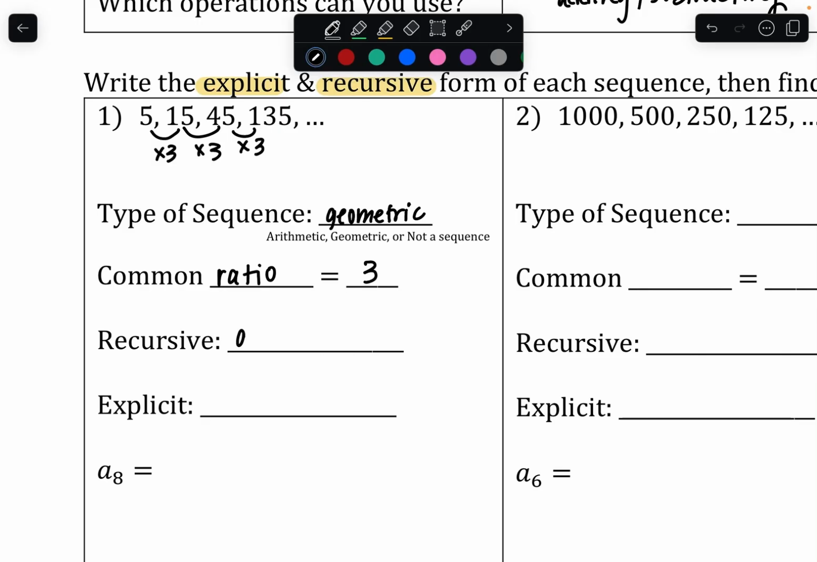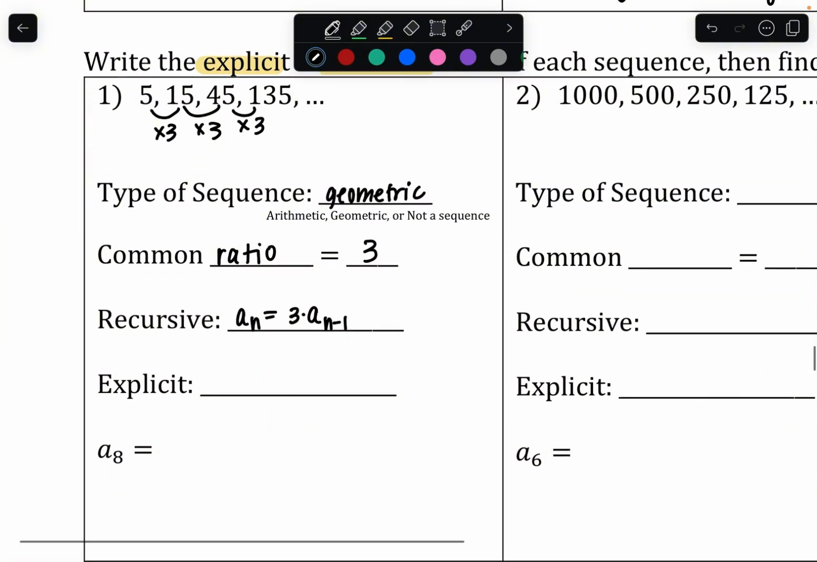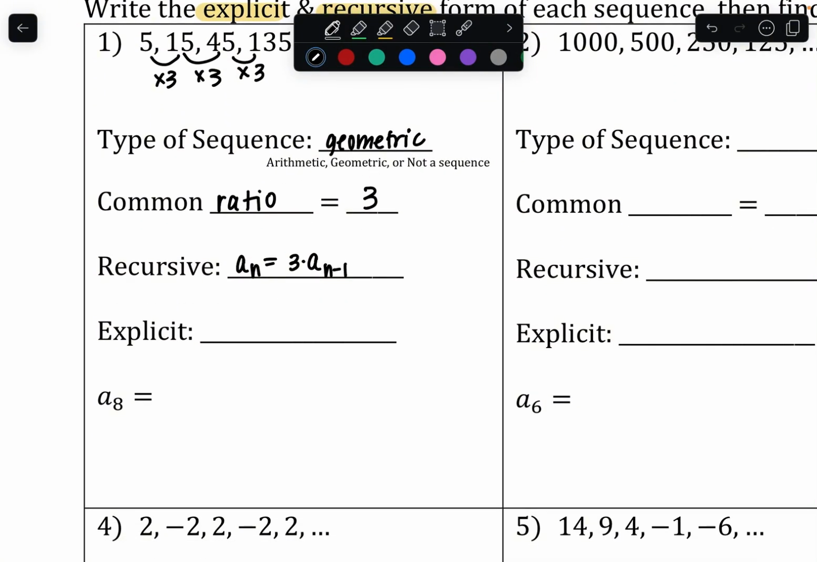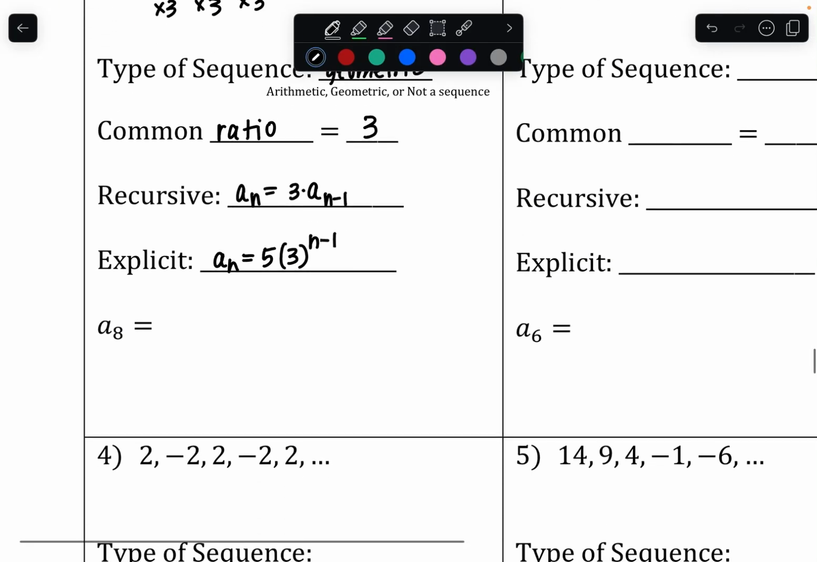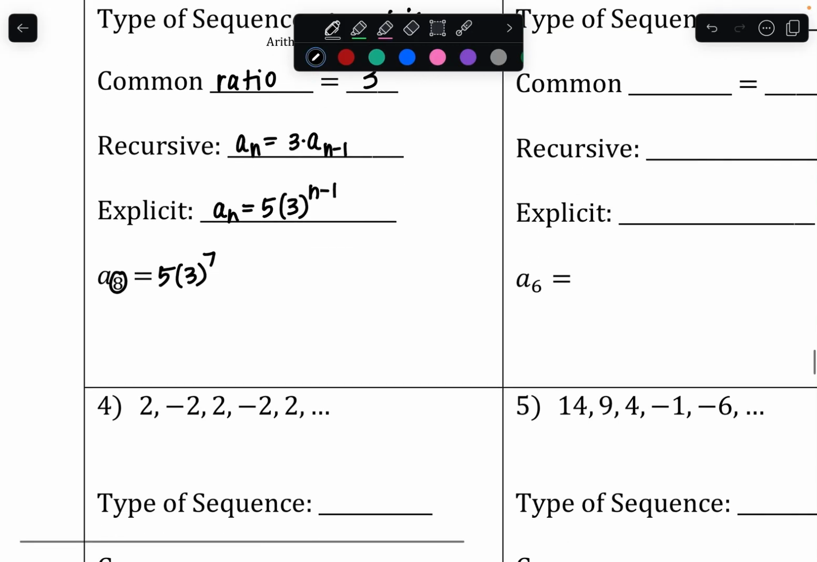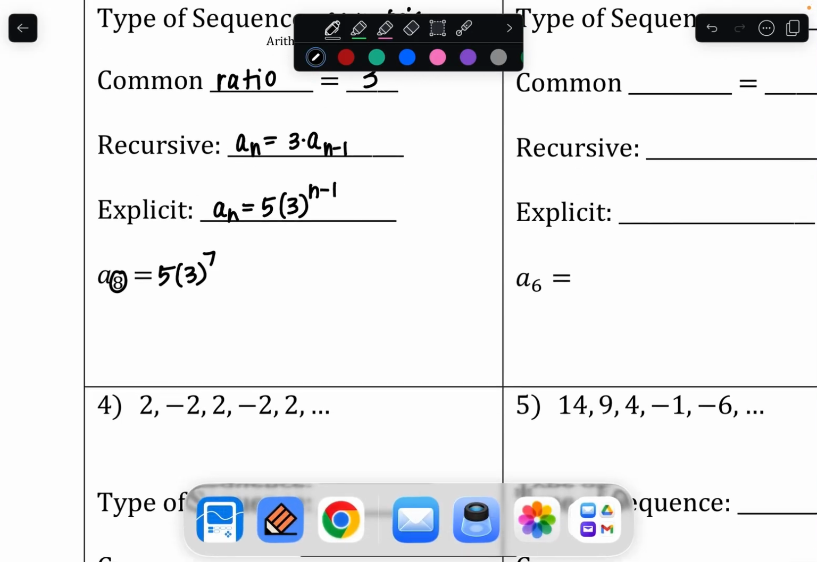And so when I write the recursive notation, that means I get to any term by multiplying 3 by the previous term. That's what that notation means. For the explicit form, we get to any term by taking the first term. And so our first term here is 5. And we multiply it by the 3 n minus 1 times. So to find the 8th term, we would take that 5 and multiply it by 3 7 times. That's why the 7 is my exponent. Okay, and so we can use our calculator to do that.